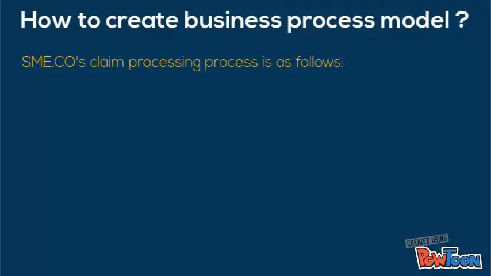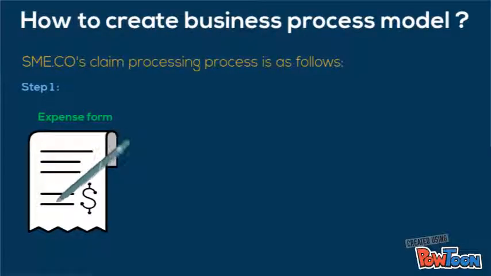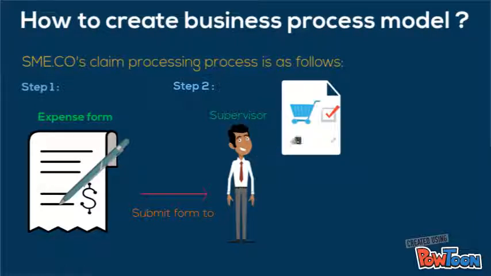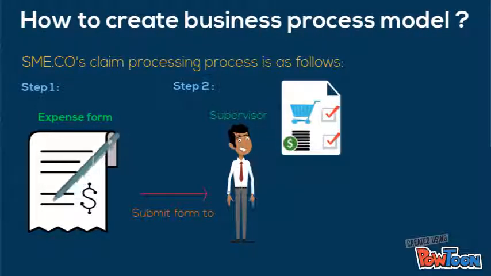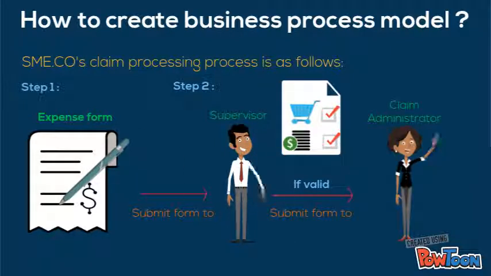Small-medium enterprise corporation's claim processing process is as follows. Step 1. The employee fills up an expense form, detailing the items purchased, and submits the form to his supervisor. Step 2. The supervisor checks whether the expenses are valid, for example correct items purchased, correct amount claimed, etc. If the expenses are valid, the supervisor authorizes the expense form and submits it to the claims administrator. Otherwise, the supervisor rejects the claim and notifies the employee of the rejection.